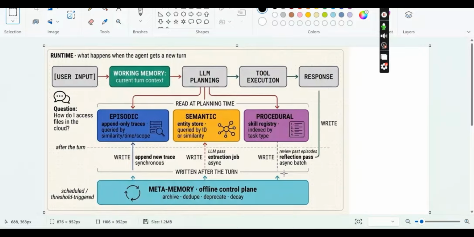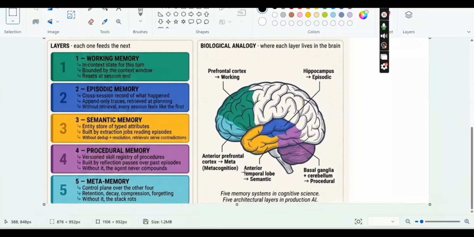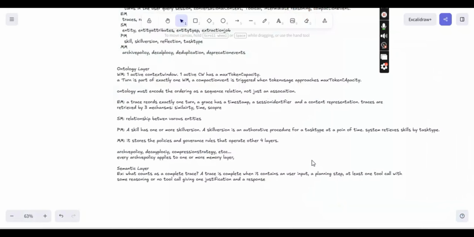So the knowledge graph is a connecting layer of all the three layers, and it is the implementation layer. If I go down, you can see all these definitions here, and this is also the biological analogy of how a human brain works. All this context memory layer is just a duplication of human memory, how memory works in the human brain. So the next step is about the knowledge graph layer.